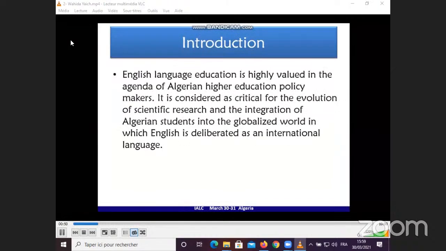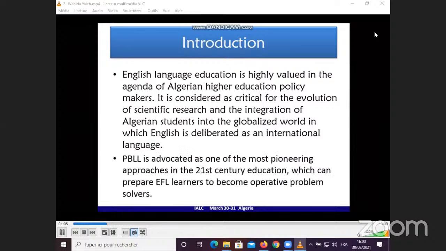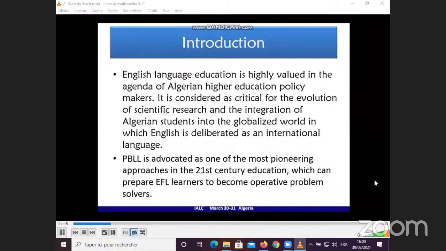In the introduction, the teaching of English language in higher education in the Algerian context is considered critical for the evolution of the world in which English is developed as an international language. In fact, problem-based language learning is advocated as one of the most pioneering approaches in 21st century education.